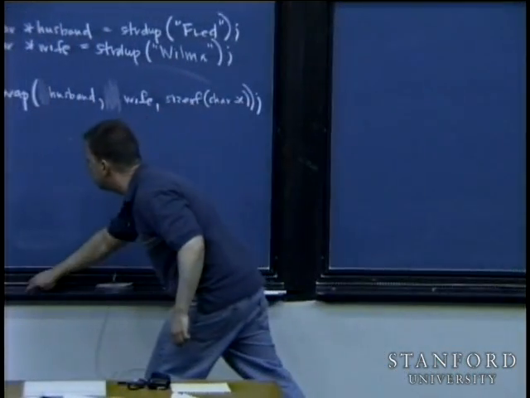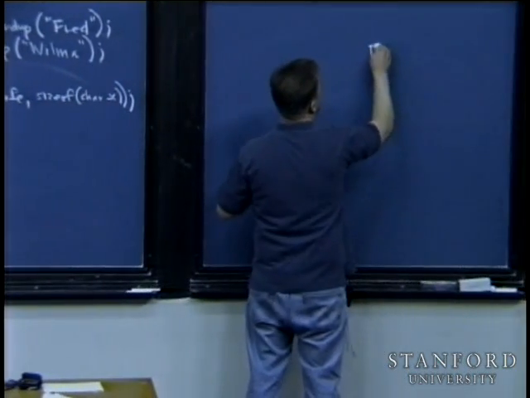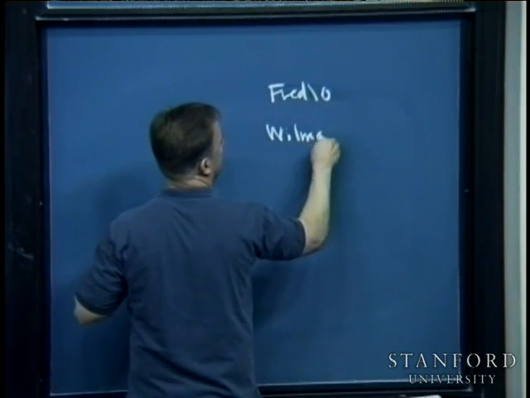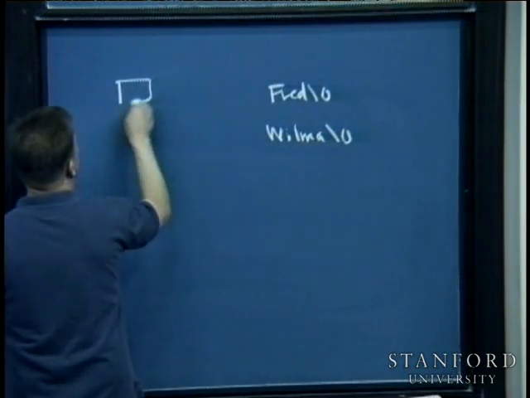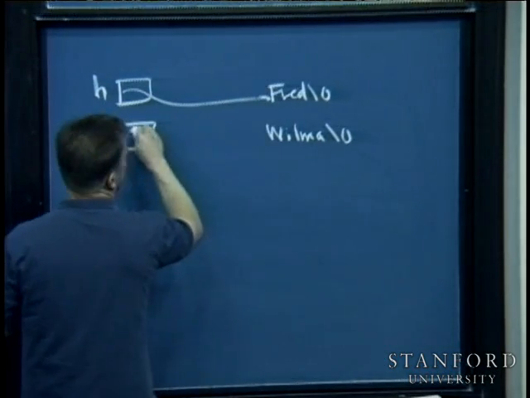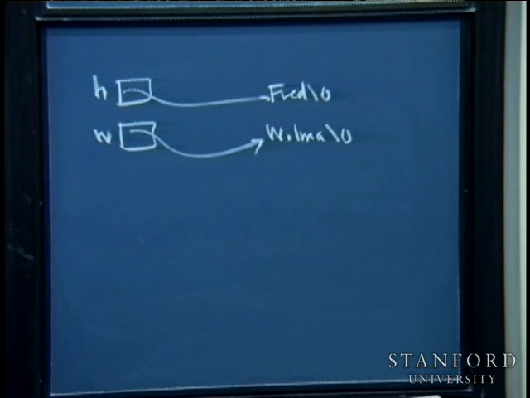I won't be so careful with the drawings of Fred and Wilma. Here's Fred, \0. Here's Wilma, \0 in memory. Here's husband, here's wife with an H and a W. There's that, and there's that. Is there a question over here? No? Okay. So I redrew it, set it up, and forget about the ampersands being there.